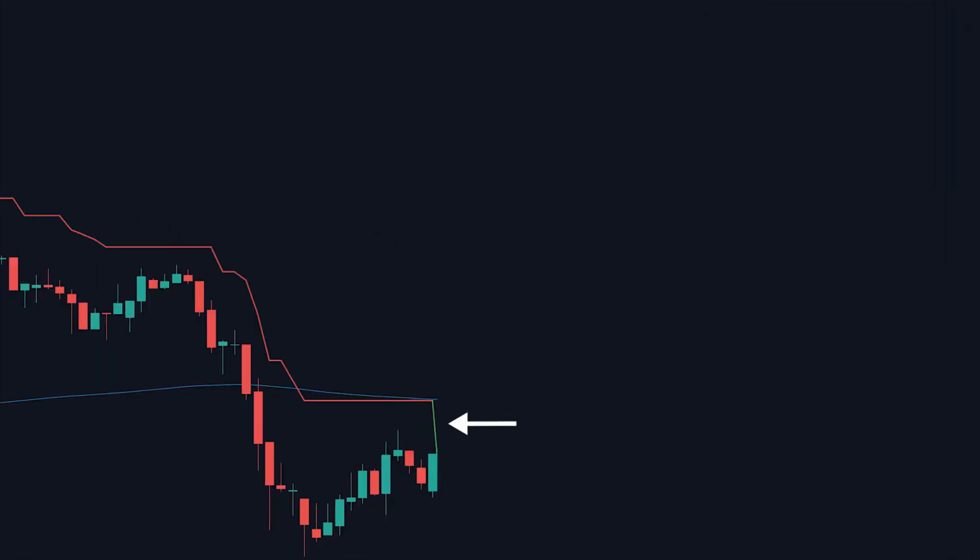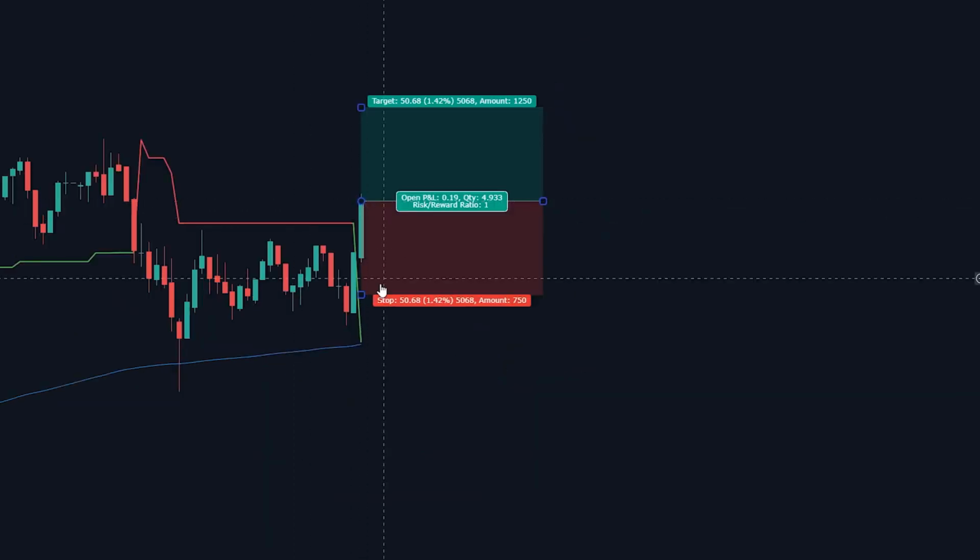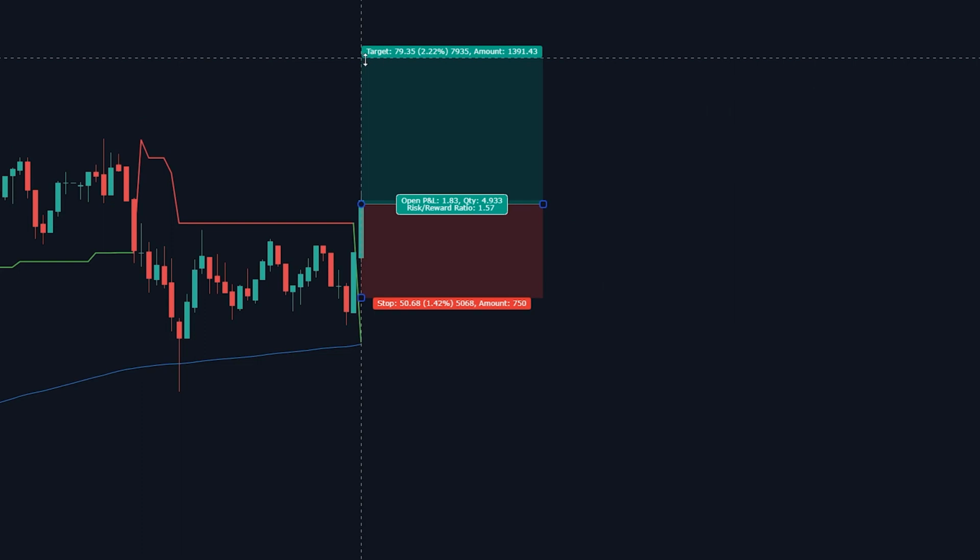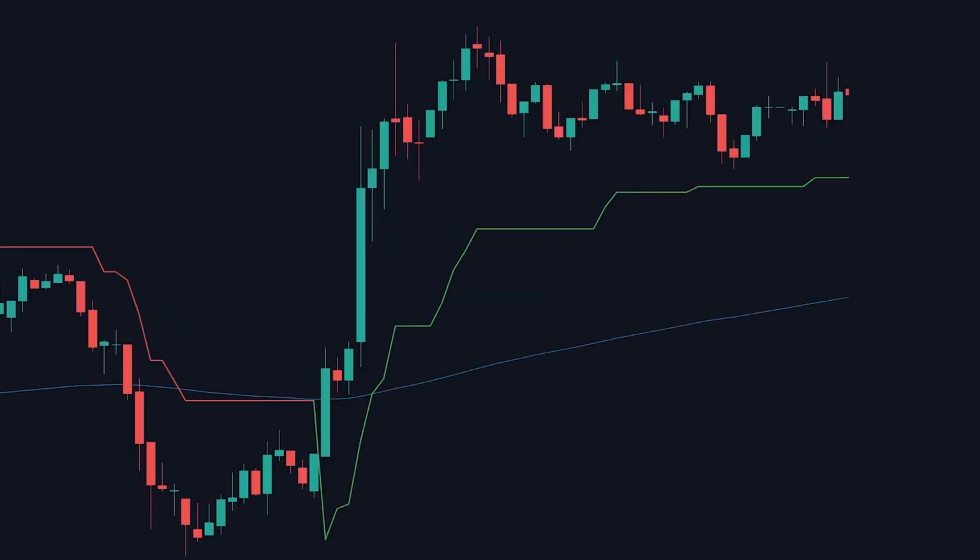So here you can see the super trend line is green, but the price is not above the 200-day moving average yet. So we wait. Once the price is over the 200-day and the line is still green, this is where we enter the trade. You can exit the trade by doing a 1.5 profit ratio or by selling simply when the super trend line turns red. Let's take a look at a short example.